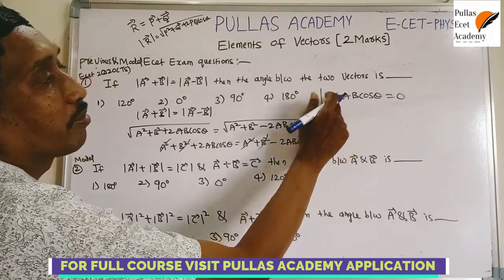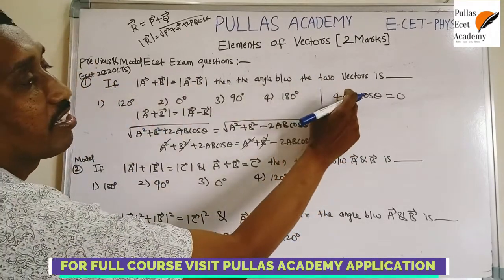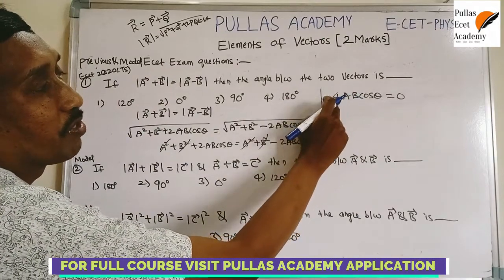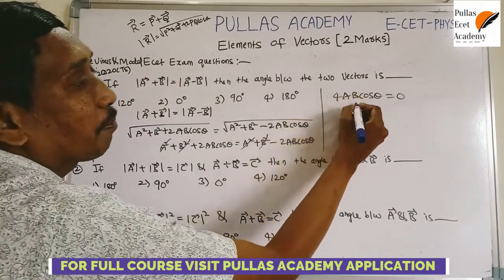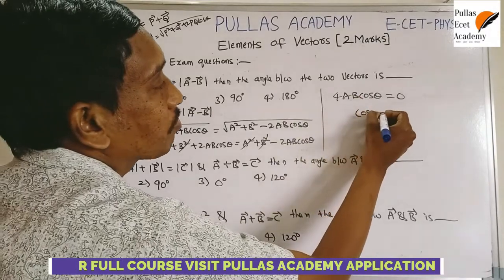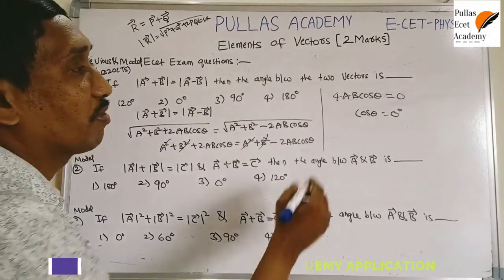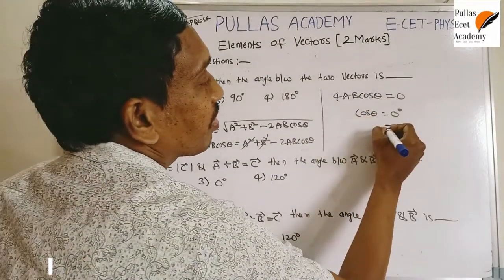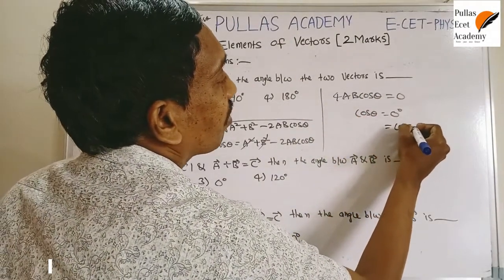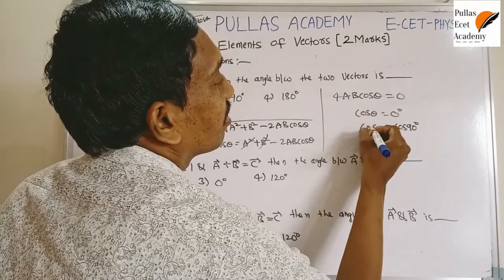A is the magnitude of the vector, it is not a null vector. That's why A is not possible to be 0. 4 is not possible to be 0. B is not possible to be 0. That's why, which is only possible? Cos theta value, because cos theta value changes from minus 1 to plus 1. That's why cos theta is equal to 0 stands, and when cos theta value is 0, that is cos 90 degrees.